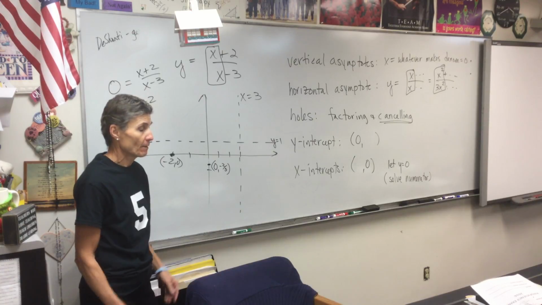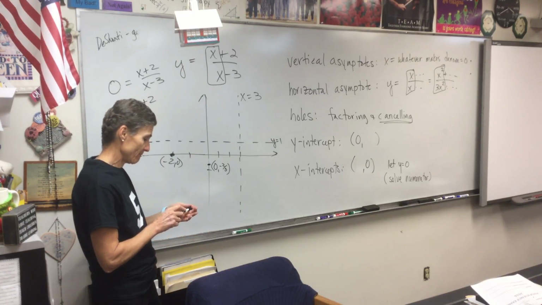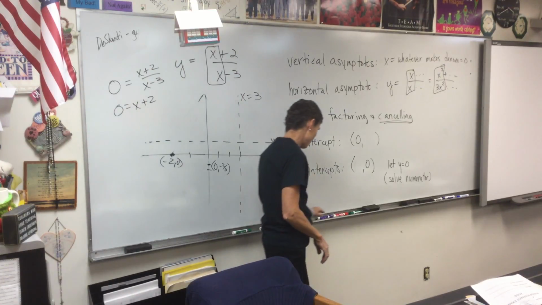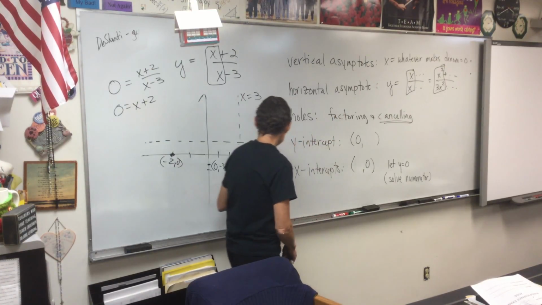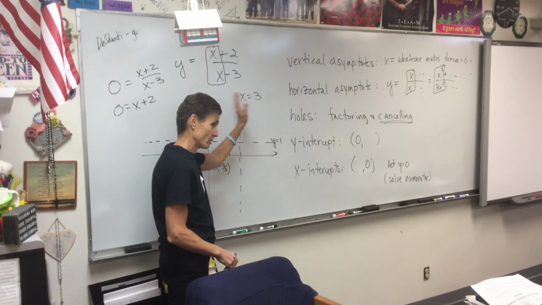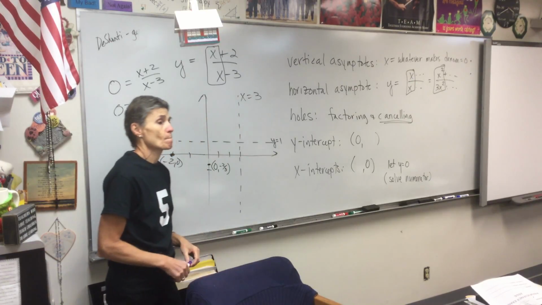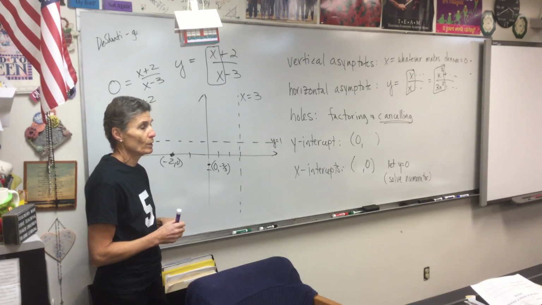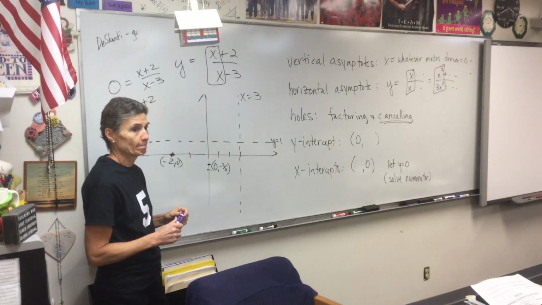Okay? Now I want you to think back for a minute to your BFFs. You haven't thought about your BFFs in a long time. Were there any BFFs that had a horizontal and a vertical asymptote in them? I'll give you a hint, yeah, there was one. Which was the one that had a vertical and horizontal asymptote in it?